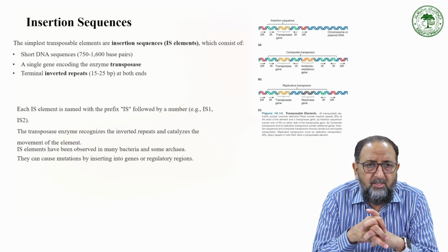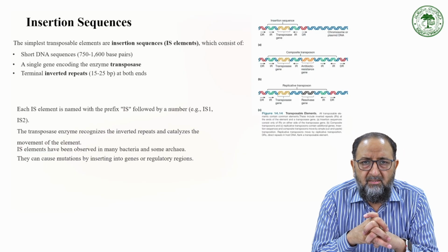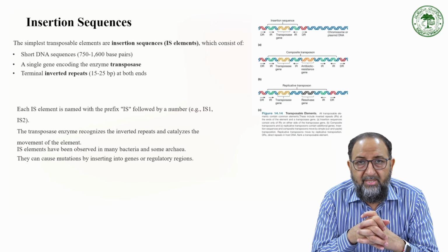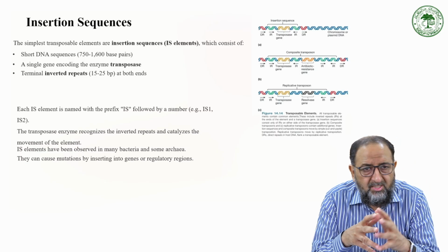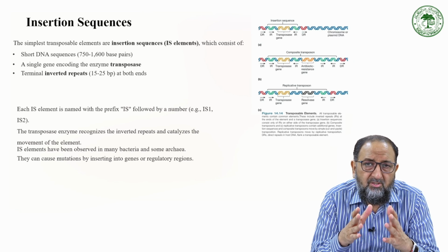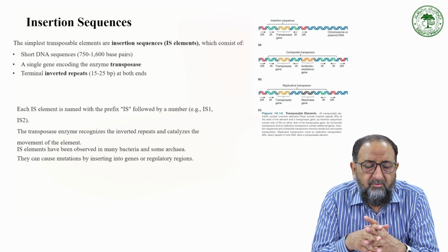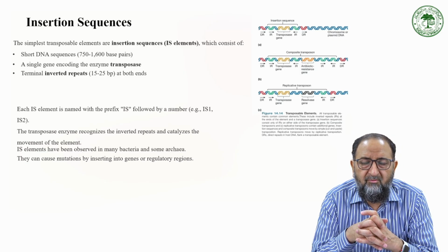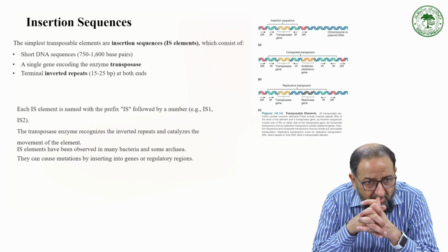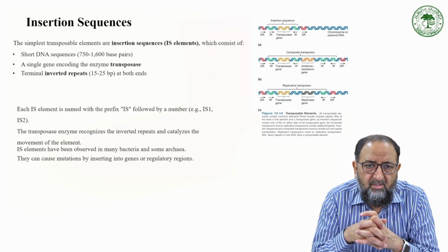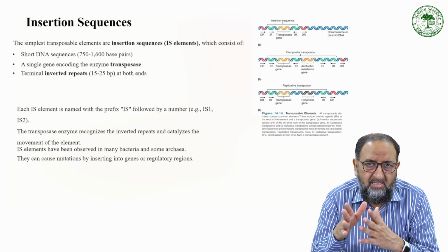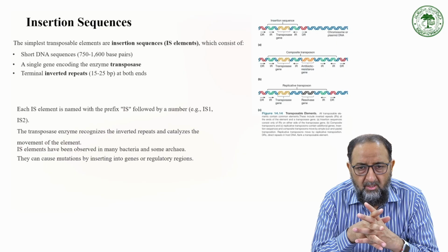Now, the simplest transposable elements are insertion sequences, which we call IS elements, which consist of a short DNA of almost 1 kb to 1.5 kb base pair sequences. A single gene encodes the enzyme transposase. So these insertion sequences carry one gene which codes for the transposase, and terminal inverted repeats of 15 to 25 base pairs at both ends. Each IS element is named with the prefix IS, for insertion sequence, followed by a number, for example IS2, IS10, IS125 and so on.